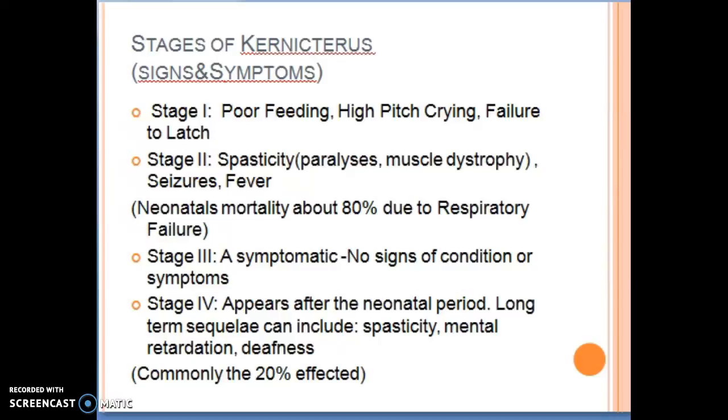When it transitions to the 4th stage, it appears after the neonatal period. It's a long-term effect. Like I said, it includes mental retardation, deafness. It's just not good. And if your child does live to the stage 4, usually only 20% are affected by this because the other 80% die of respiratory failure.